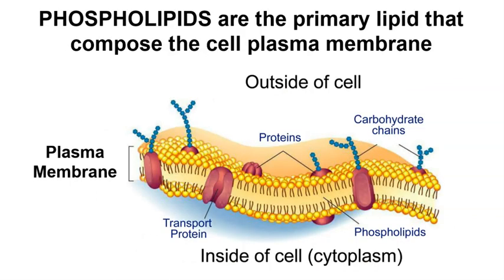So phospholipids are the principal component of cell plasma membranes, and cell membranes are very critical to establishing boundaries between the inside of the cell and the outside of the cell. And this boundary ensures that the cell has an internal environment in which it can very carefully control the chemical reactions that keep us alive.